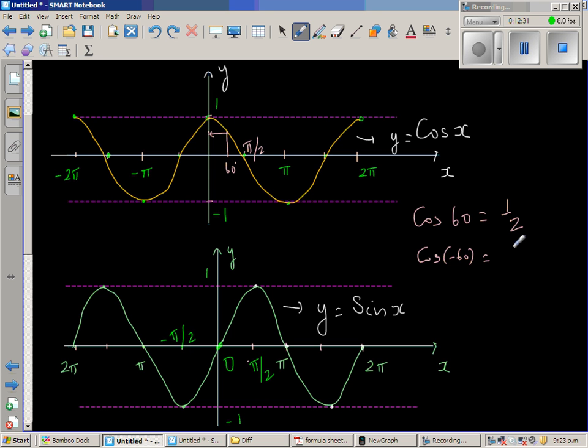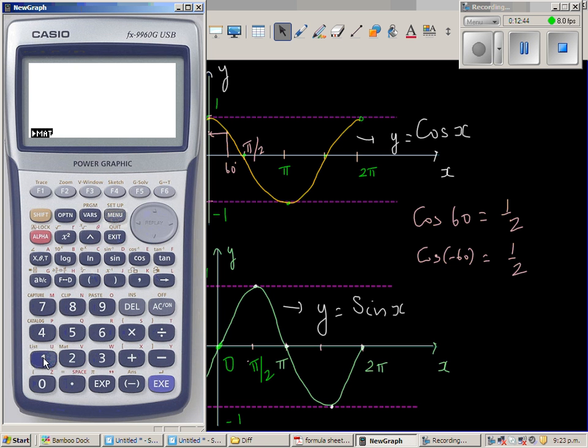Because the cos graph is symmetrical over the y-axis, your negative value and your positive value will be the same. Let me show you on a calculator. Suppose I've set this in degrees. If you go cos 60, it is half, and if you go cos negative 60, it also gives you half because it is symmetrical over the y-axis.